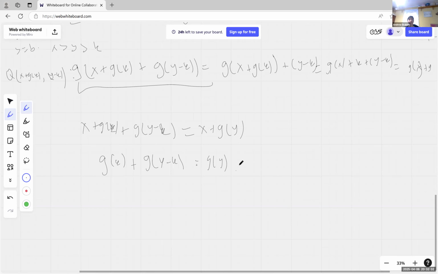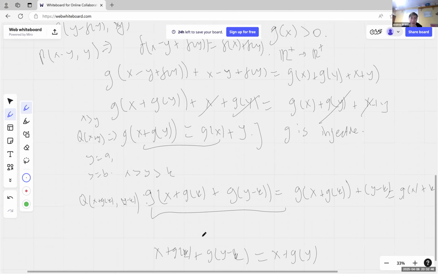When you solve for g, you can plug in g just being some c times x. And you can do the same thing for f. And so you're done. Now, okay, this was a difficult example.